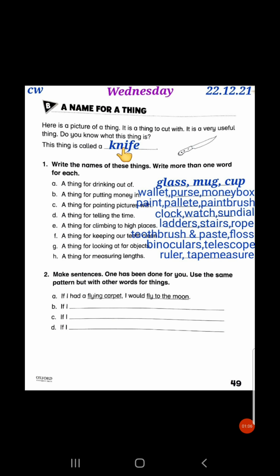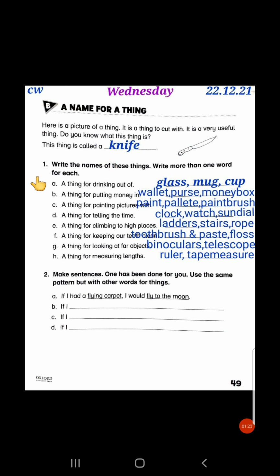Do you know what this thing is? This thing is called a knife. You have to write down knife over here. Here they have given you some clues and some hints, and you have to think about what they are talking about. Plus they have given you a picture.